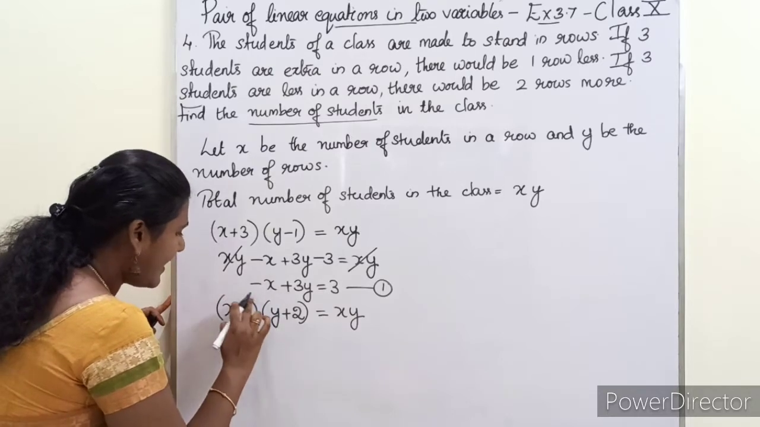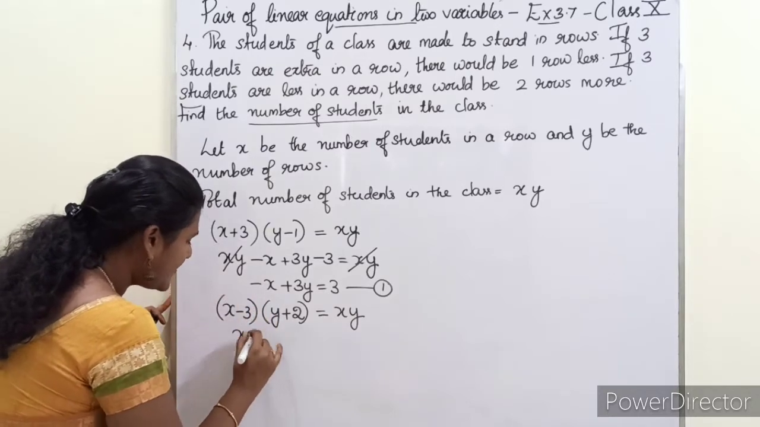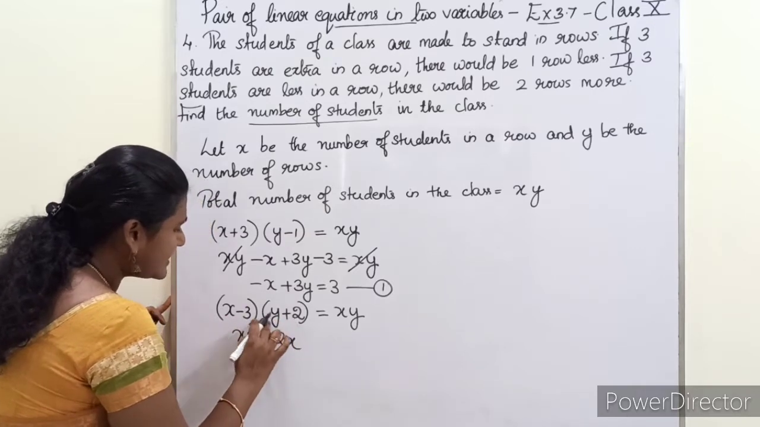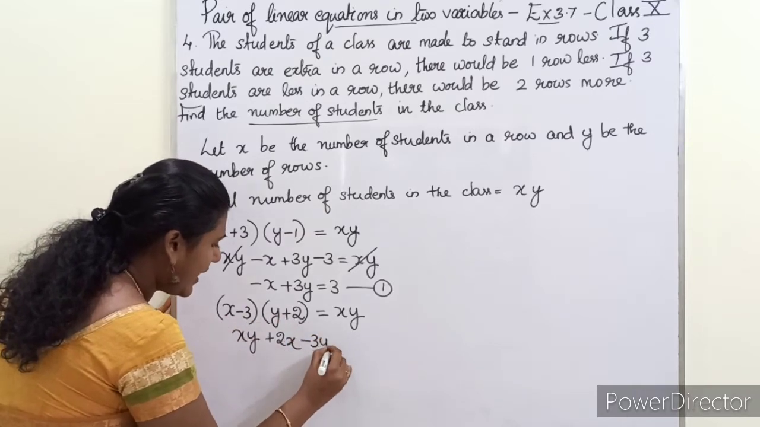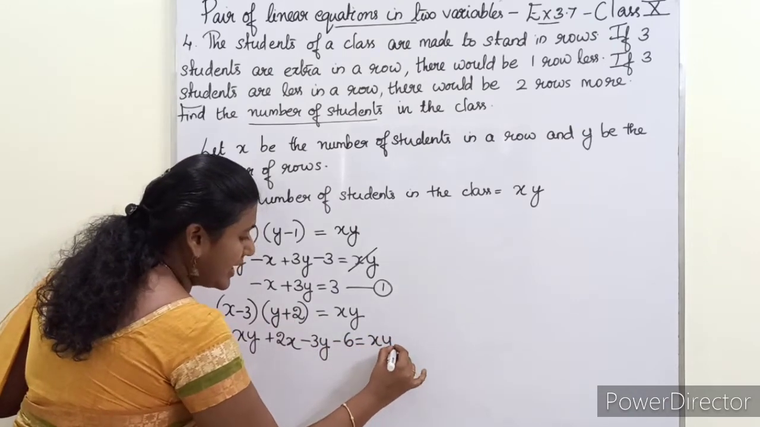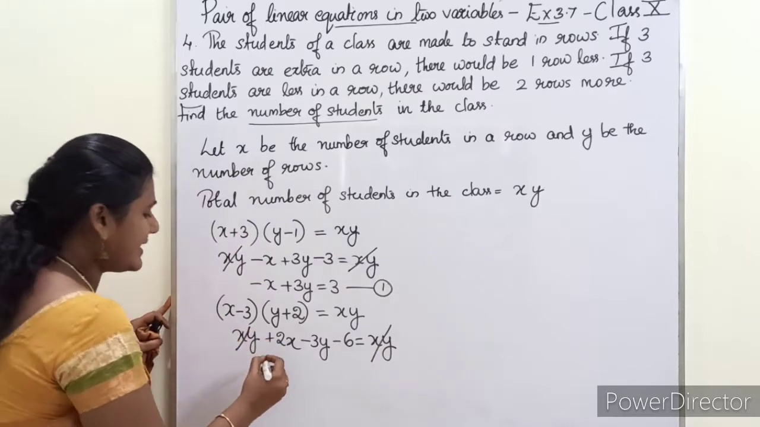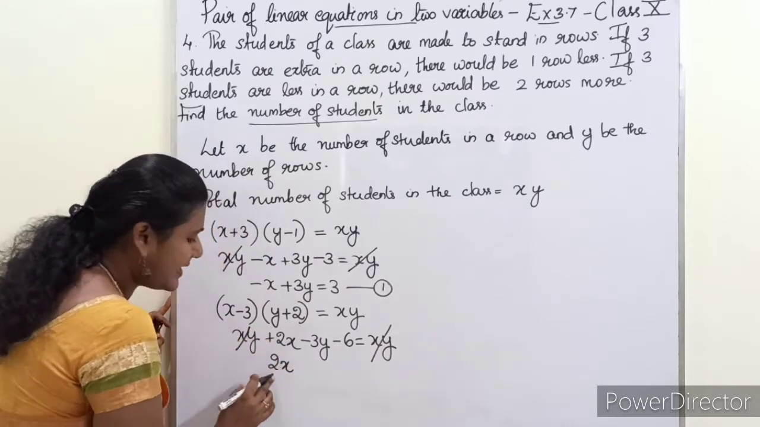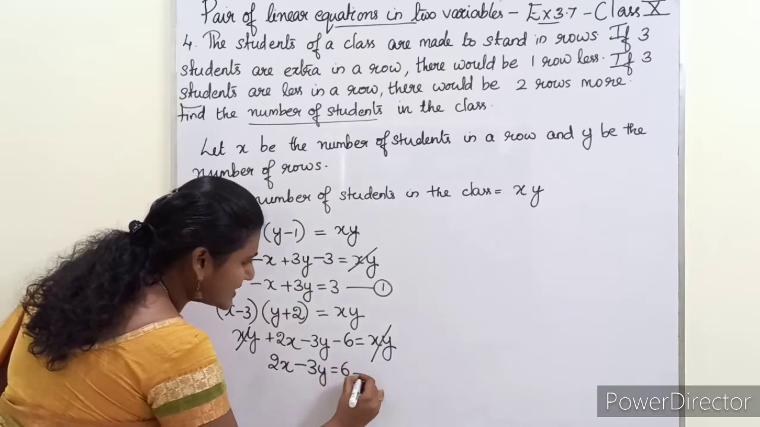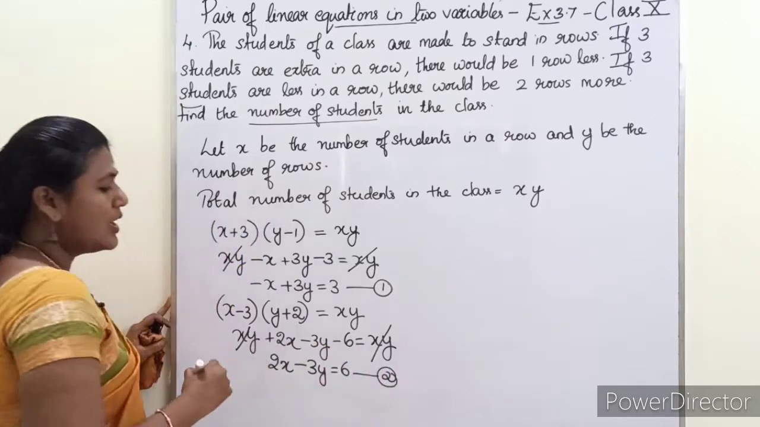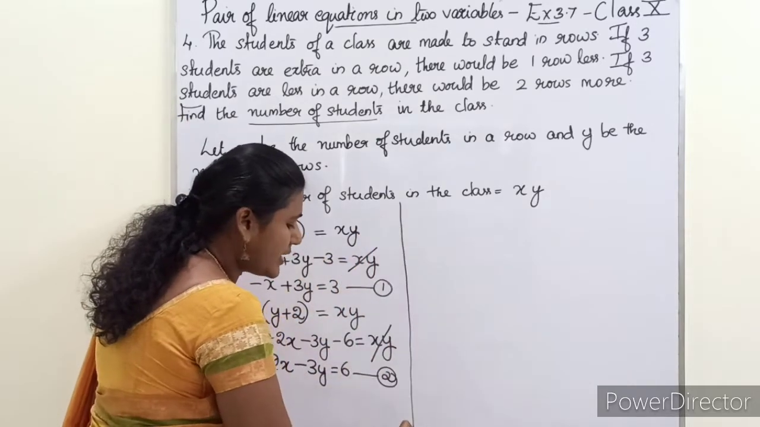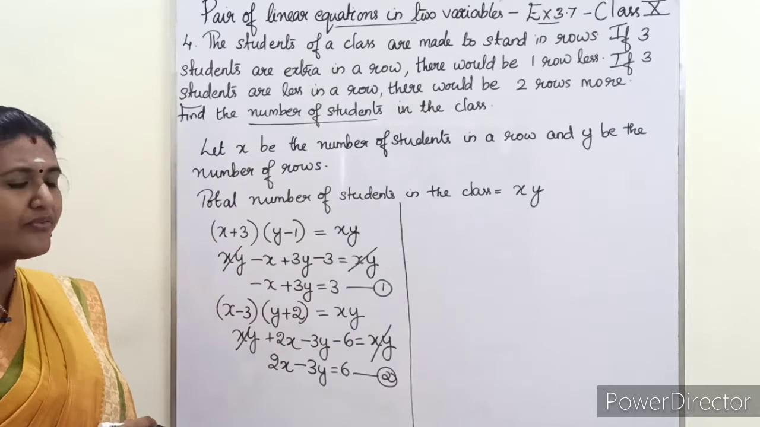Now we will multiply. x into y is xy, x into plus 2 is 2x, minus 3 into y is minus 3y, minus 3 into 2 is minus 6, is equal to xy. Here also xy will get cancelled and you will get the second equation: 2x minus 3y is equal to 6. So this is equation number 2. So we got 2 linear equations. Now we will solve these 2 equations for getting the values of x and y.